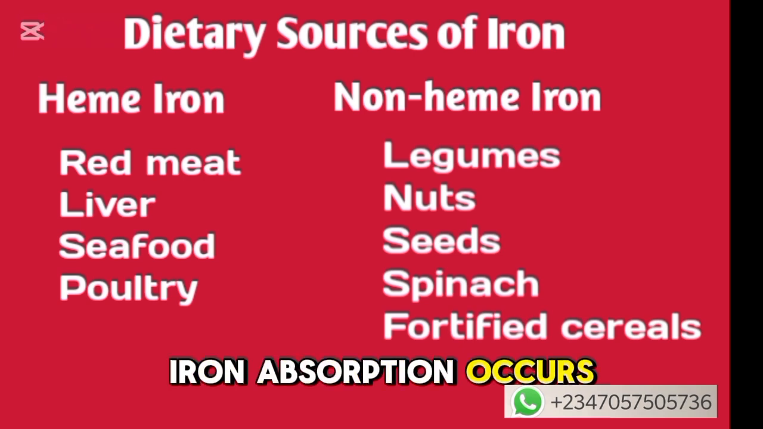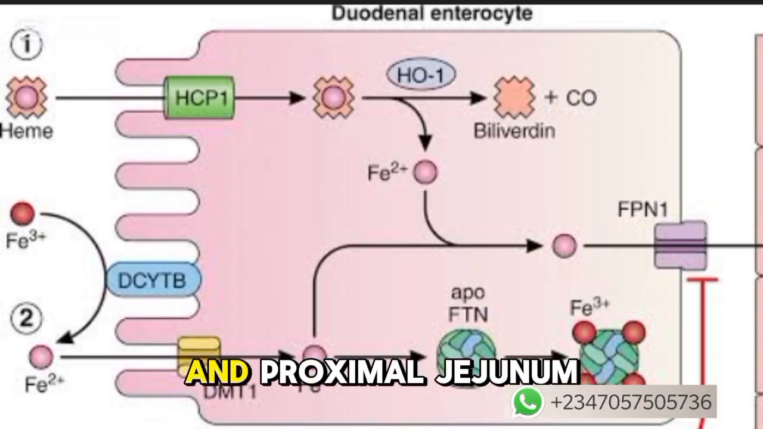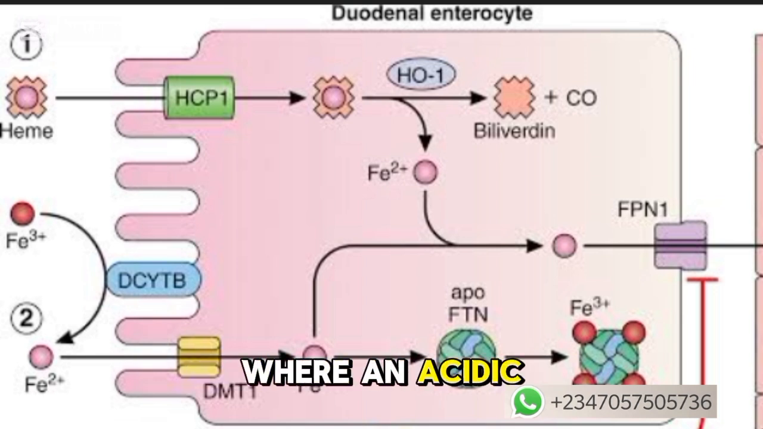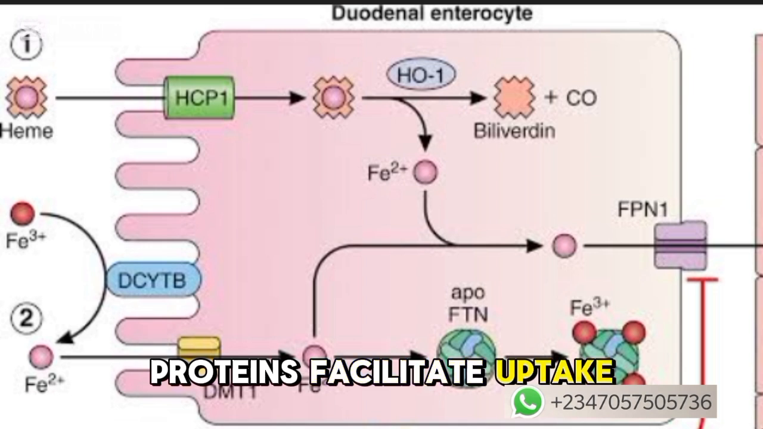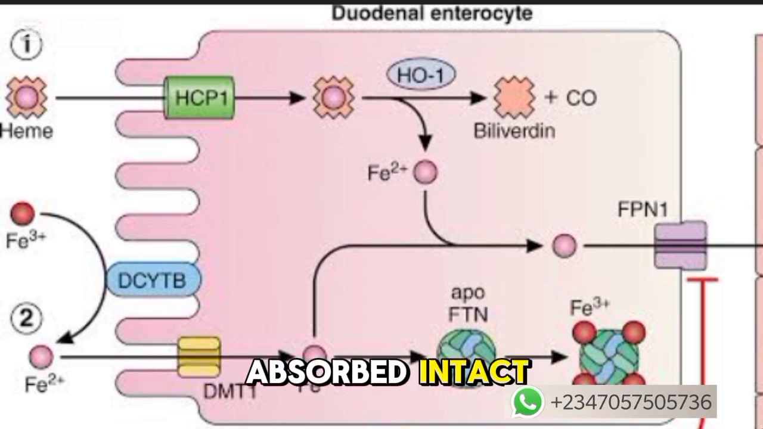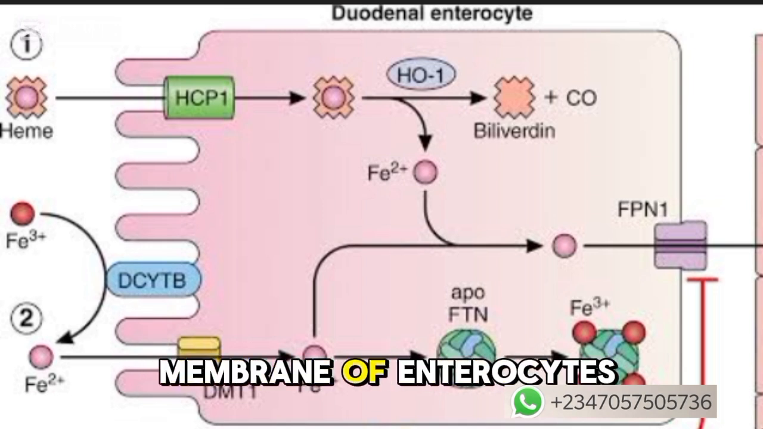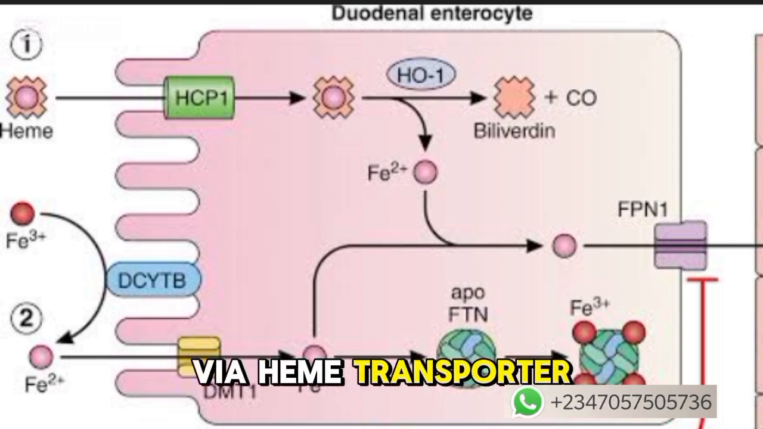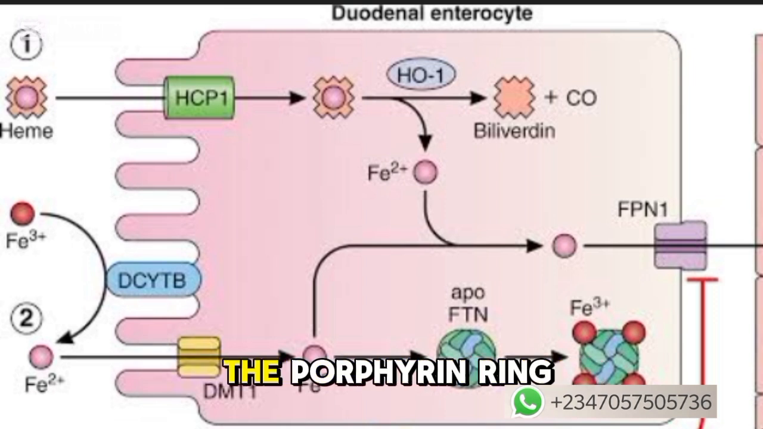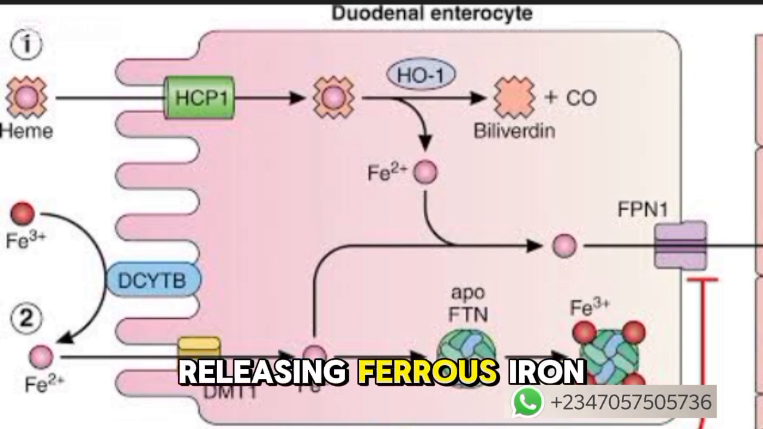Iron absorption occurs primarily in the duodenum and proximal jejunum, where an acidic environment and specialized transport proteins facilitate uptake. Heme iron is absorbed intact across the apical membrane of enterocytes via heme transporter 1. Inside the enterocyte, heme oxygenase cleaves the porphyrin ring, releasing ferrous iron.